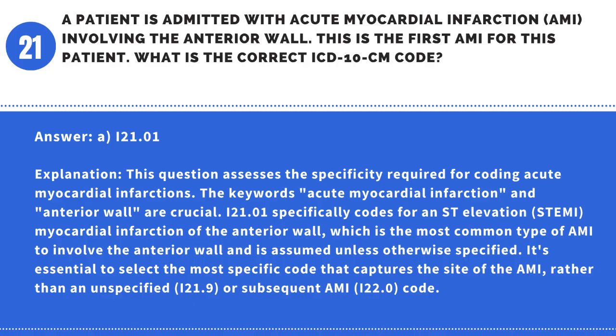The keywords acute myocardial infarction and anterior wall are crucial. I21.01 specifically codes for an ST elevation, STEMI, myocardial infarction of the anterior wall, which is the most common type of AMI to involve the anterior wall and is assumed unless otherwise specified. It's essential to select the most specific code that captures the site of the AMI, rather than an unspecified I21.9 or subsequent AMI I22.0 code.